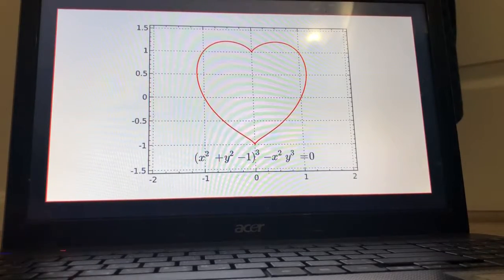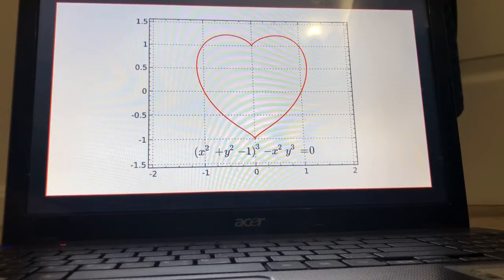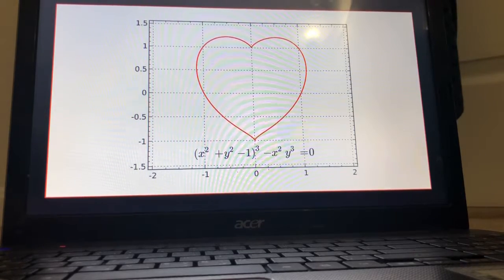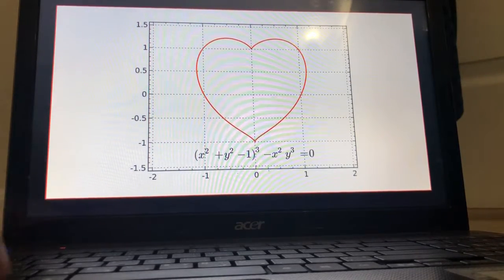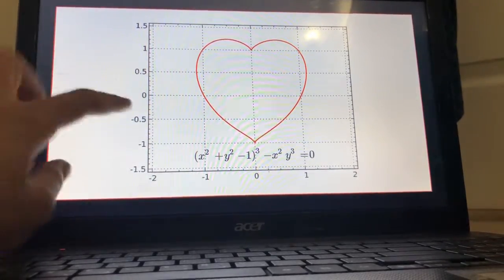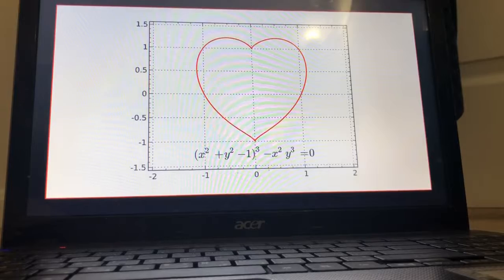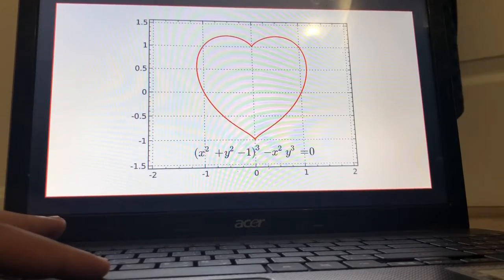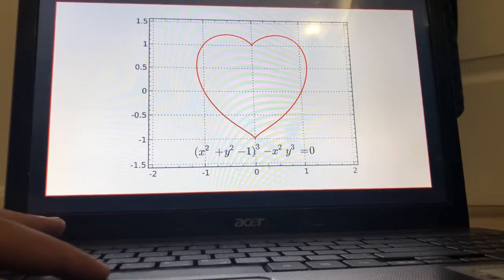Now, when you learn how to use implicit differentiation, you can do cool stuff like finding the derivative, for example, of this heart. Since this heart contains an x and a y variable, to find the derivative of it you have to know how to do implicit differentiation, and that's one of the benefits of learning it.